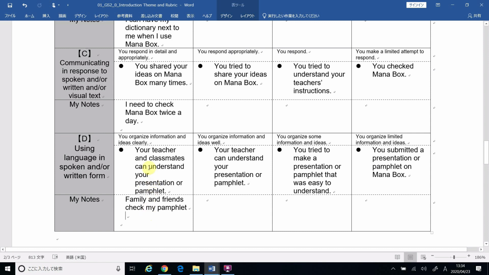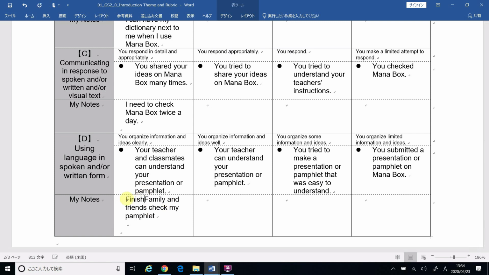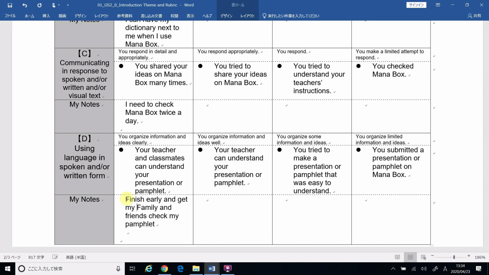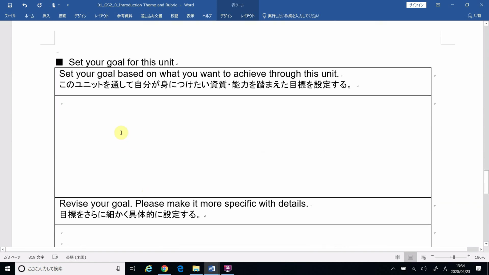And it says, teacher and classmates can understand my pamphlet. I think that will be difficult because many people have different perspectives and viewpoints. So to make it easy to understand for everyone is very difficult. So I think I will finish early and get my family and friends to check my pamphlet. So that's my idea for D. Okay, I think I'm ready to write my goal.